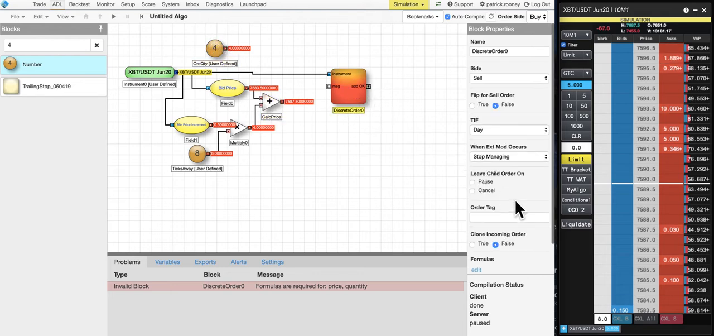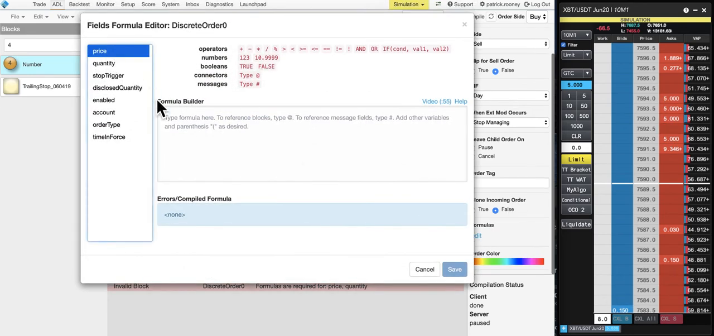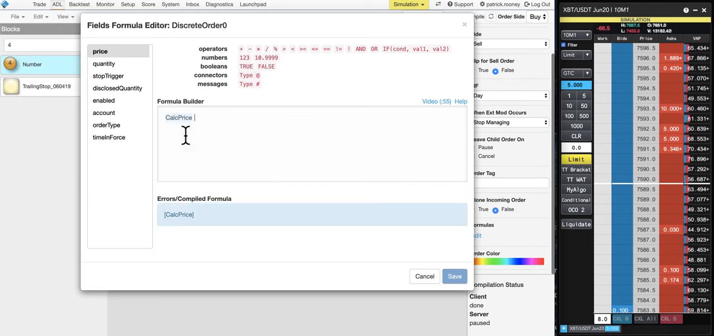So let's click into the discrete order block. I'm gonna click into the formula. Let's go edit. Price equals @calcprice. Whoops. @calcprice. I want to tell you a difference here. The at symbol, when I use an at symbol to call something, that's going to call something that's actually on the canvas already. Versus a hashtag. I'm going to show you a hashtag. A hashtag is going to call something that is related to the data stream. It's going to be something related to the order or the fill. So we'll get into that in a second.